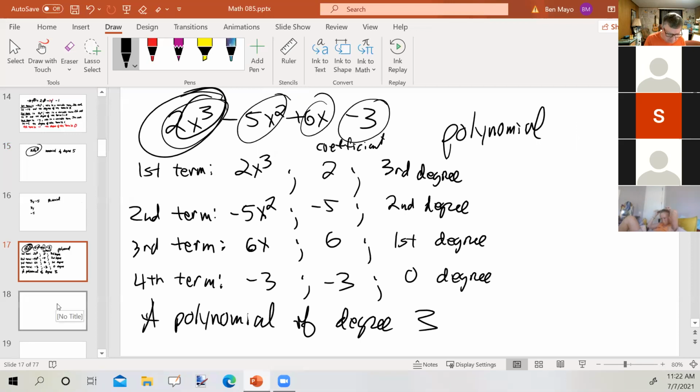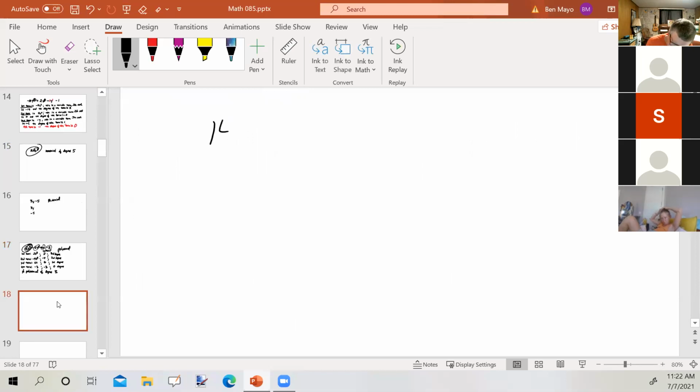Okay, take a look at this. 14x squared y plus 3xy squared. Tell you what, let's put a cube on there. Let's make this 14x squared y cubed plus 3xy squared. This is a binomial. It has 2 terms. The first term is 14x squared y cubed. The coefficient of the first term is 14. The degree of the first term is 5, 2 plus 3.